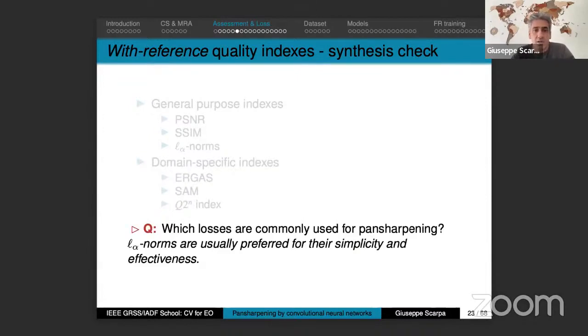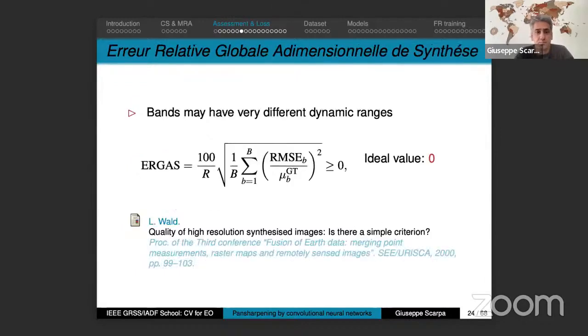But eventually, which is the function that is most suited to be used for training? Indeed, some general purpose metrics have the advantage to respond to some optimality criterion, and most important, to be very simple to implement, suggesting their use as loss function for training. It is in particular the case of the L norms, which are the most popular losses employed in pansharpening. One popular index for pansharpening, as I said above, is certainly ERGAS.